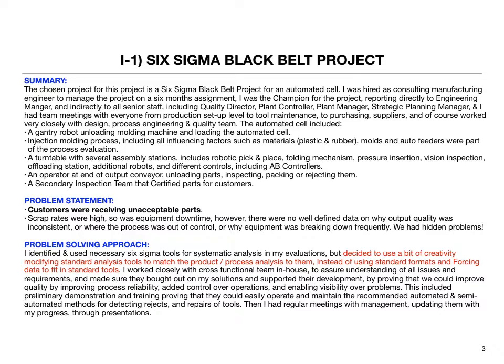by proving to them that we could improve quality by improving process reliability, adding control over operations, and enabling visibility over problems. This included preliminary demonstration and training, proving that they could easily operate and maintain the recommended automated and semi-automated methods for detecting rejects and repairs of tools. Then I had regular meetings with management, updating them on my progress through presentations.